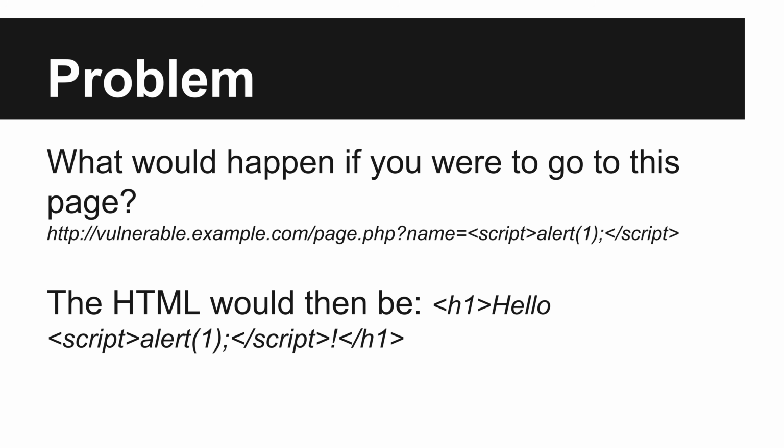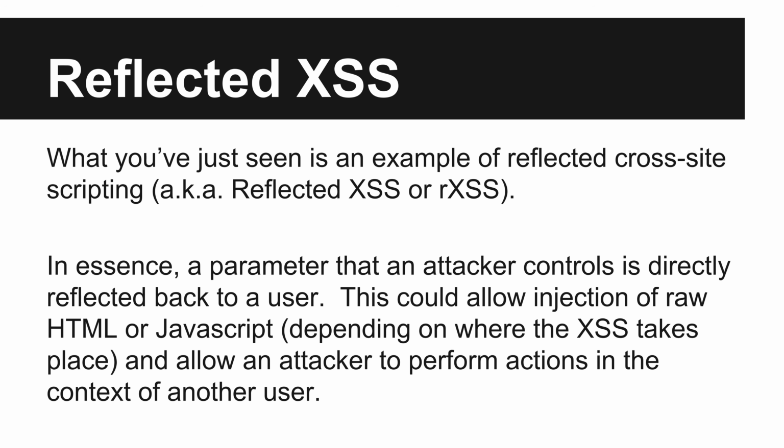Well, what if you went to the URL on screen? There, we're saying our name contains a script tag. That would get echoed right into the HTML. What you've just seen is an example of reflected cross-site scripting, one of the most common vulnerabilities out there. This occurs when user input is sent directly back without sanitization or encoding. As a result, an attacker can use this to make a victim's browser run any JavaScript code in the context of their account, letting the attacker perform anything the user can.